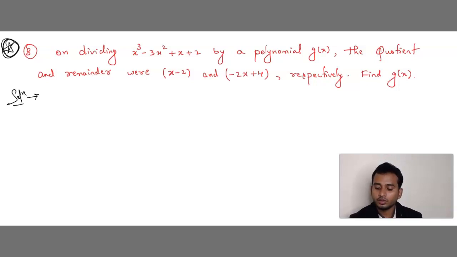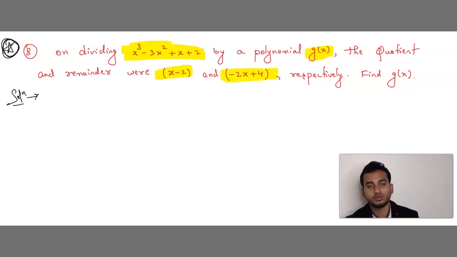See children, what is the question here? On dividing x cube minus 3x square plus x plus 2, that is p of x, we are dividing this p of x by a polynomial g of x. Once we divide, we get quotient x minus 2 and remainder minus 2x plus 4. It means he has given p of x, q of x and r of x. He has given dividend value, quotient value, remainder value, but he is asking us to find divisor, means he is asking us to find g of x. So what we should do?